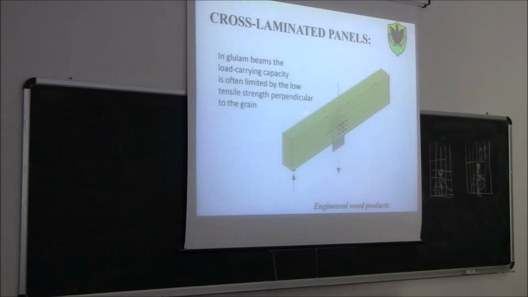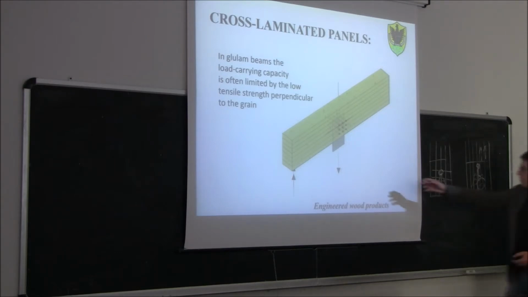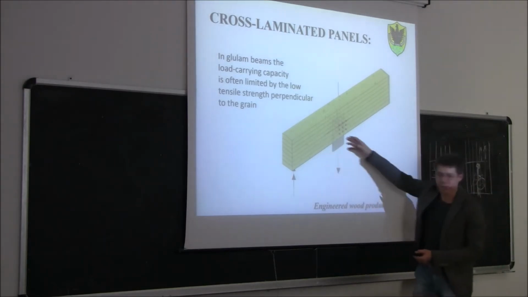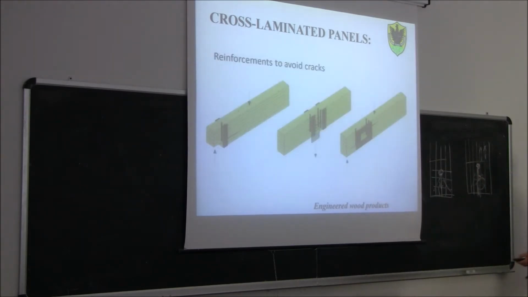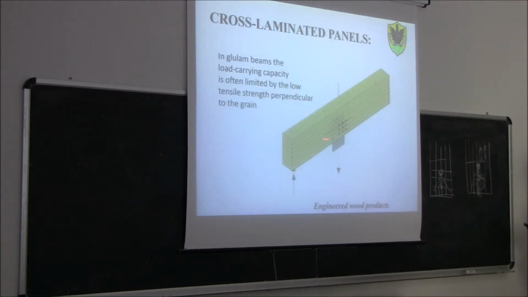And for this reason you can see here, when we can expect important secondary stresses also in a beam element, it may be a good idea to use cross-lam, because for example in this case you see there is a plate, there is something hanging here, and of course you get again the secondary stresses perpendicular to the grain. So you may get, you see this splitting here.